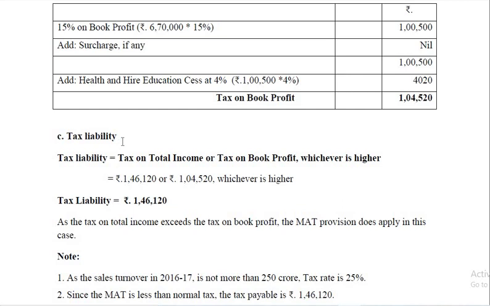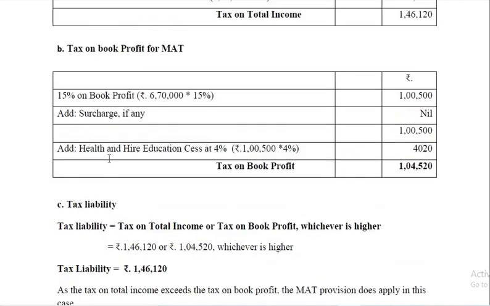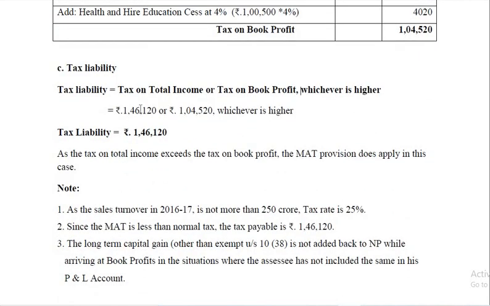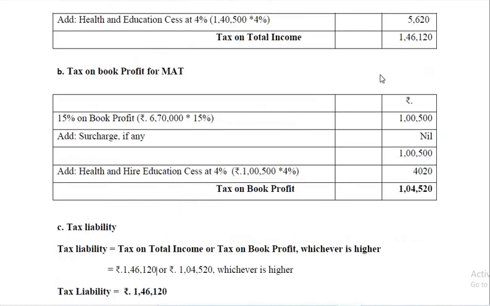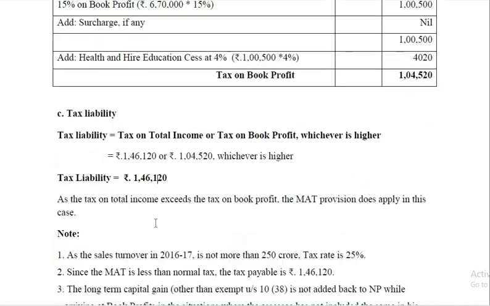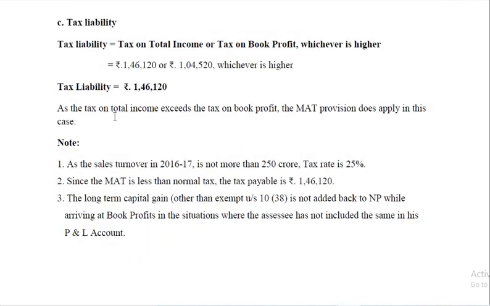Alright, now come to tax liability. Tax liability is equal to tax on total income or tax on book profit, whichever is higher. And tax liability on total income is 1,46,120, calculated here. And tax on book profit 1,04,520, whichever is higher. Of these two values, 1,46,120 is higher, so that is the tax liability. As the tax on total income exceeds the tax on book profit, MAT provision does not apply in this case. So MAT is not applicable.